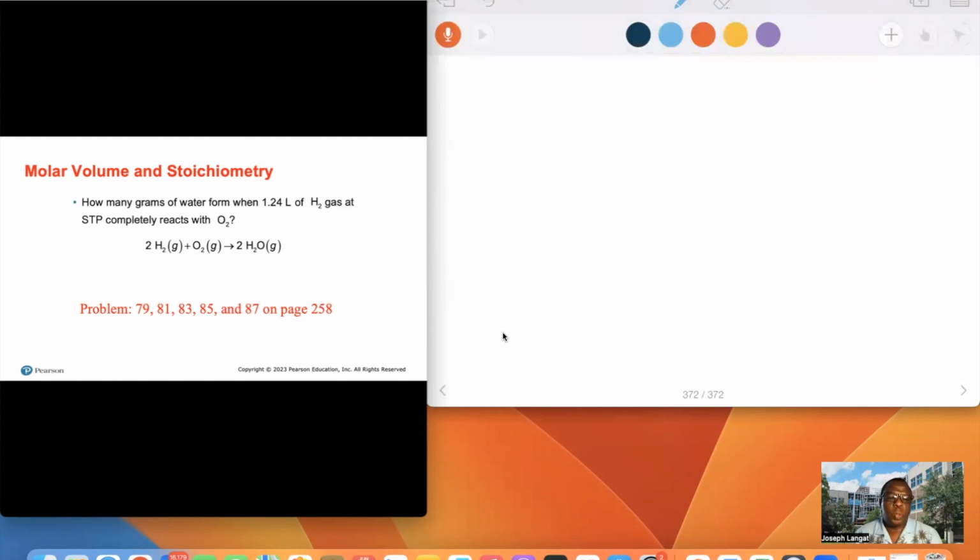Let's see a learning check here. The mole ratio between hydrogen gas and oxygen gas is 2 to 1. So how are we going to find the mass? How many grams do we have at standard temperature and pressure? Be careful with this. At standard temperature and pressure, you need the volume. So the solution for this.